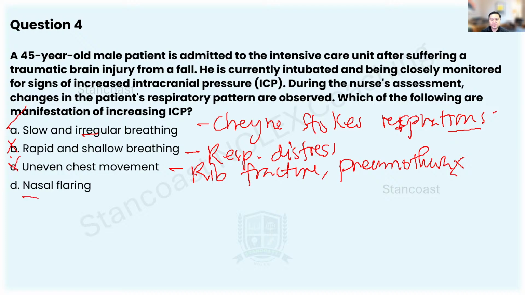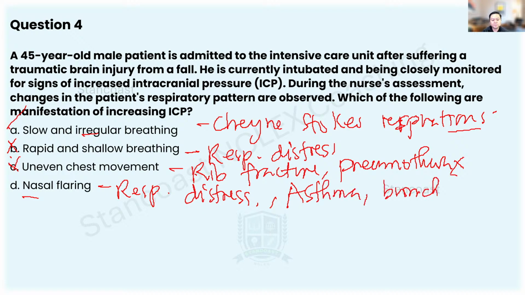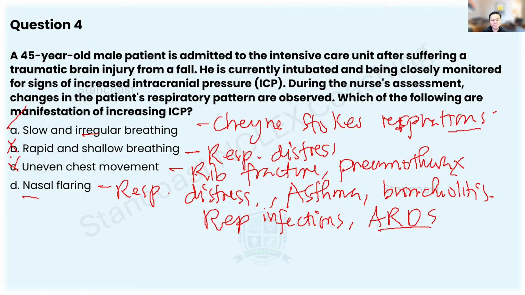Nasal flaring. This is only observed, guys, when there is an increasing need to exert more effort, especially in respiratory distress. So this is a sign in respiratory distress commonly seen in patients with asthma, bronchiolitis. Or it could be pneumonia as well, right? Respiratory infections, such as pneumonia, or let's have ARDS, the acute respiratory distress syndrome. Our patient has indeed had the difficulty of breathing. But again, this is not a sign of increasing ICP. This is more of respiratory conditions, okay? Not about ICP.